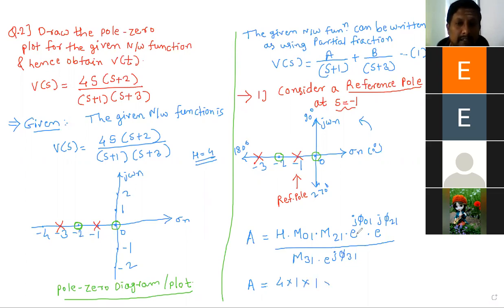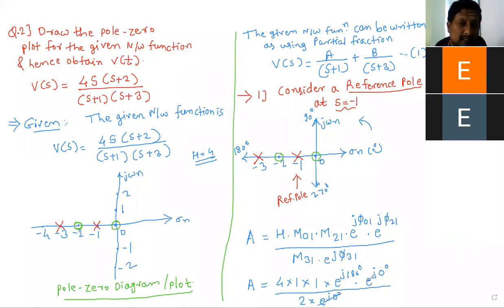Next e raised to j phi 0 to 1, what will it be? Yes, 180 degree. Very good. Next into e raised to j phi 2 to 1. How much is 2 to 1? 0 degree. Very good. Okay, this is the numerator. Numerator we have completed. Divided by m3 to 1, 3 to 1 distance 2. 2 into e raised to j 3 to 1, that is 0 degree, e raised to j 0 degree.